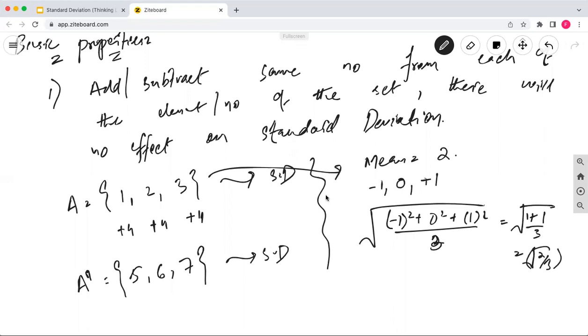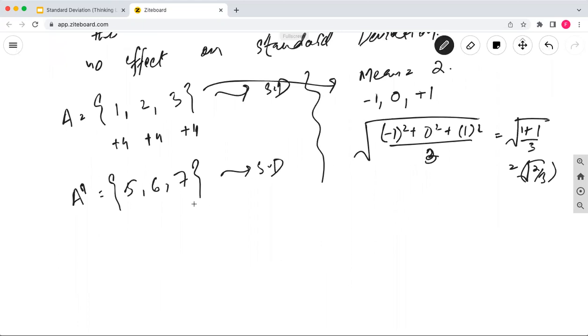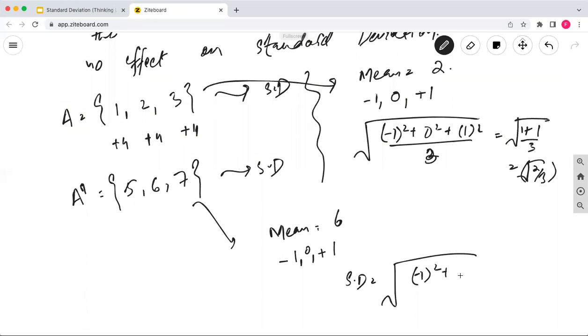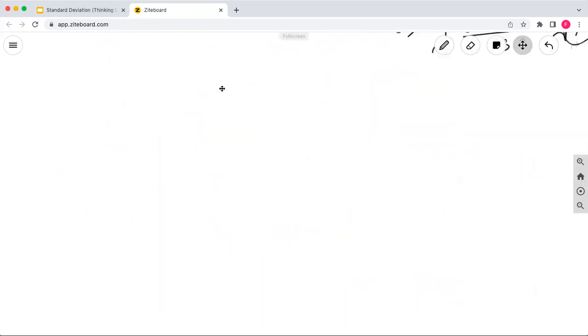Now, if you see the second one, the mean is equal to 6, and the deviation for 5 from mean is -1, and 7 is +1, and for 6 this is 0. So the standard deviation formula is again -1 square plus 1 square divided by 3, which is under root 2 by 3. Right? So in both scenarios, standard deviation is same. So first thing is, if you're adding the same number to each of the numbers of a data set, there will be no effect on the standard deviation. Now the next is for the subtraction part.